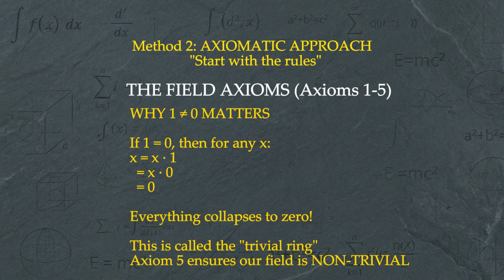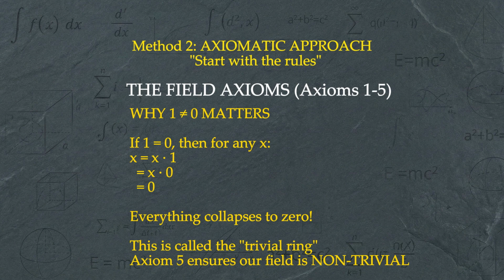Why does this matter? If 1 equaled 0, our entire field would collapse. Every number would equal 0. We'd be working in what's called the trivial ring, which is mathematically valid but completely useless for analysis. Apostol ensures our universe is non-trivial. This seemingly small detail is mathematically profound.